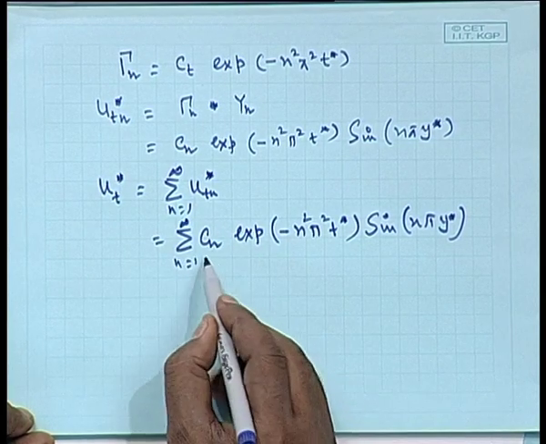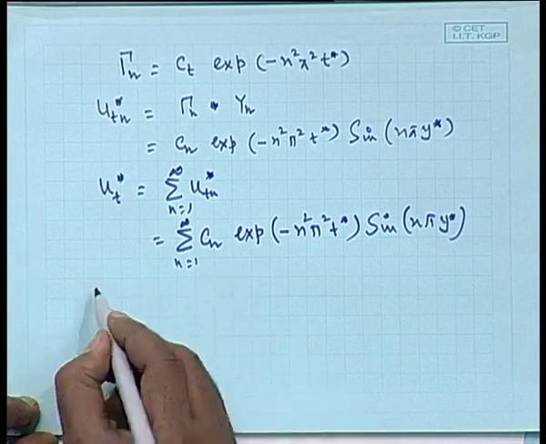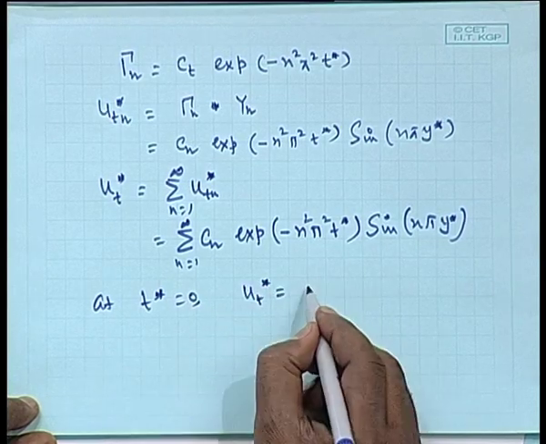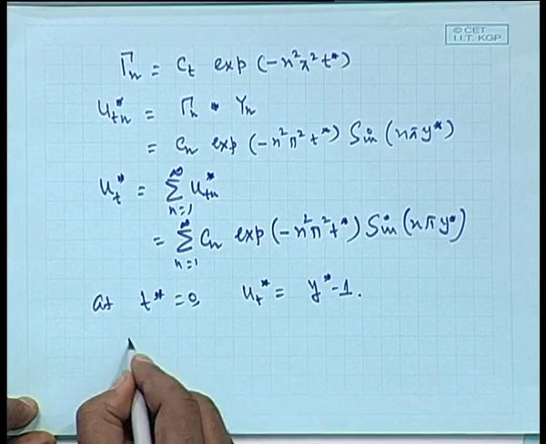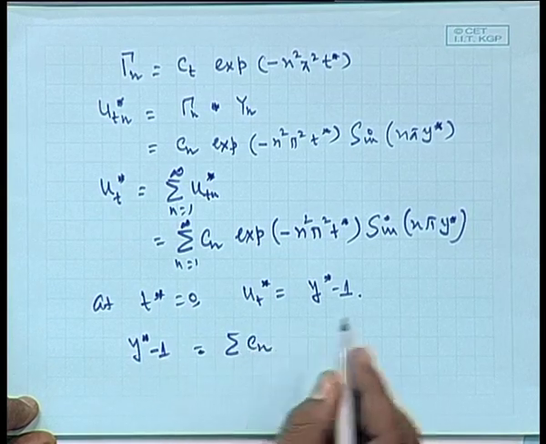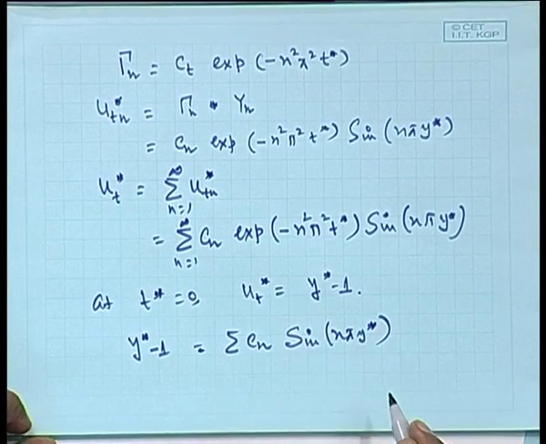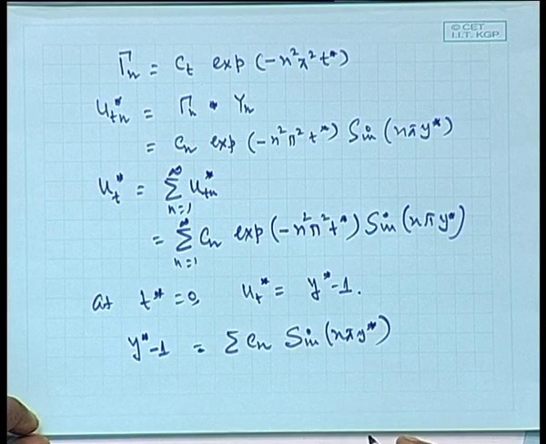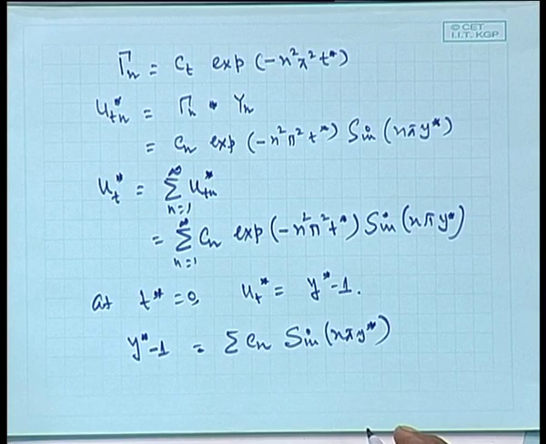Now, what is left behind? Left is the evaluation, the determination of this constant C n, and this will be obtained from the initial condition. At t star equal to 0, you had u t star as y star minus 1, right. So, y star minus 1 equals summation of C n sin n pi y star. Now, use the orthogonal property of the sine function, that means you multiply both sides by sin m pi y star dy star and integrate from 0 to 1.